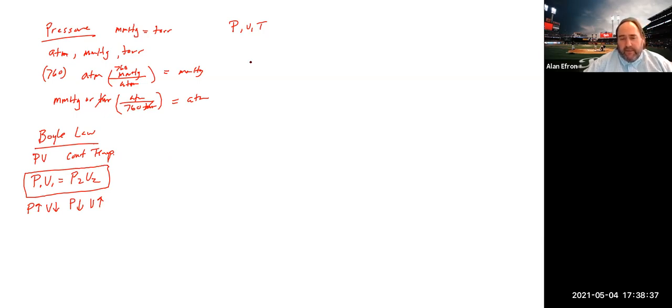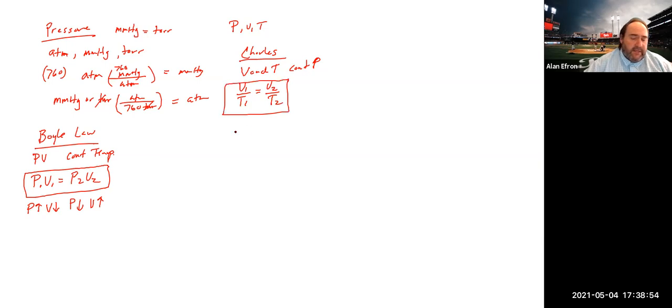We also talked about Charles' law. Charles' law dealt with volume and temperature, holding pressure constant. That gave us V1 over T1 is equal to V2 over T2, here again at constant pressure. Volume can be any unit you want. Temperature, though, much like in all gas laws, has to be in Kelvin. So pretty much every temperature you have going on there needs to be in Kelvin.